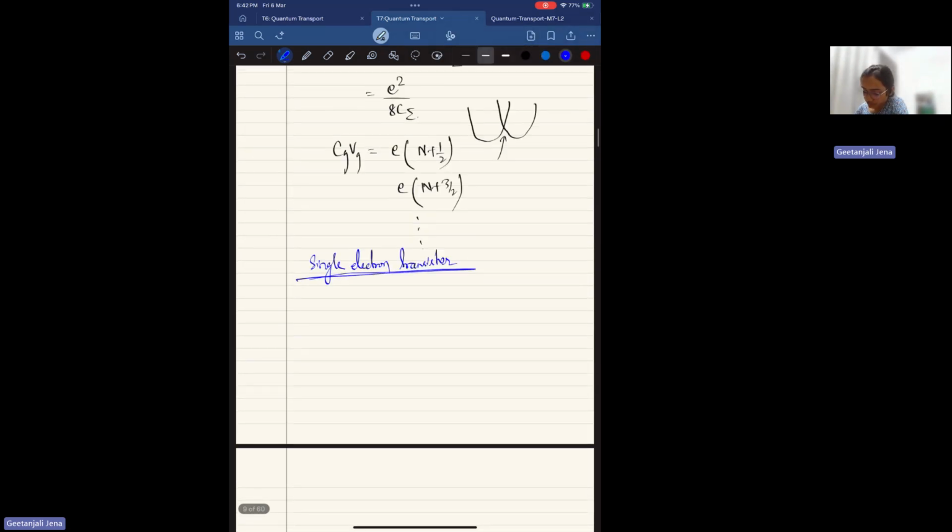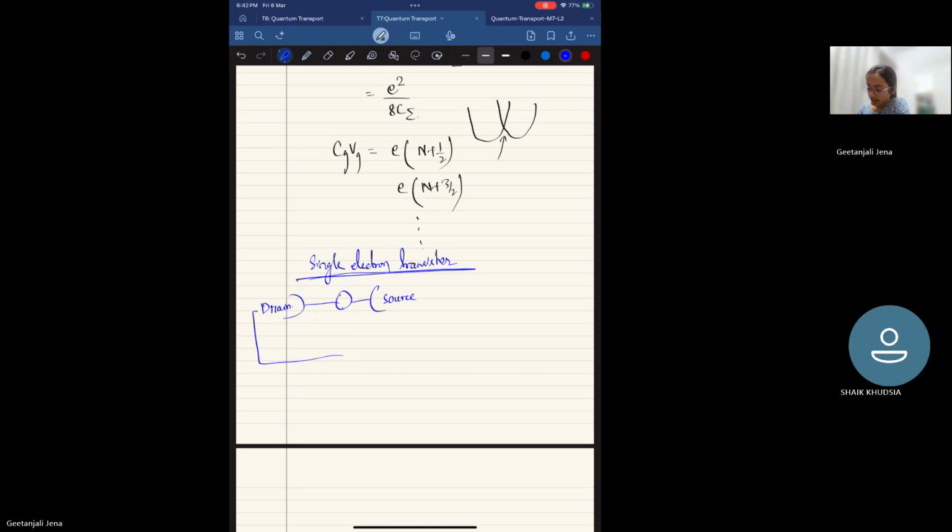So we have a conducting island which is tunnel coupled to the source. Also, it is coupled to the drain. And it is capacitively coupled to the gate voltage through this capacitor and the gate voltage PG. This is the conducting island, or the classical dot region.